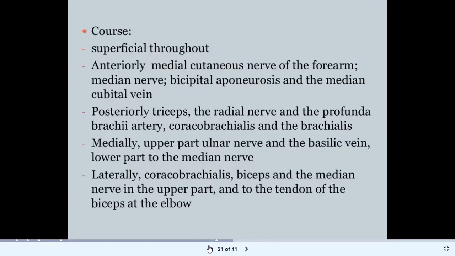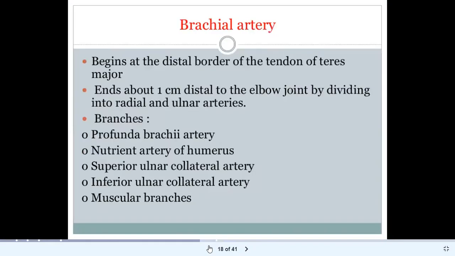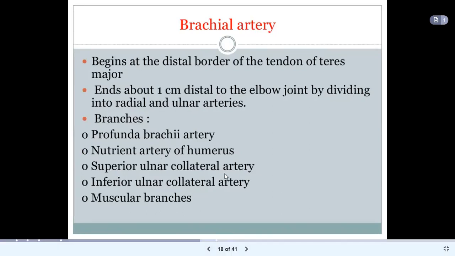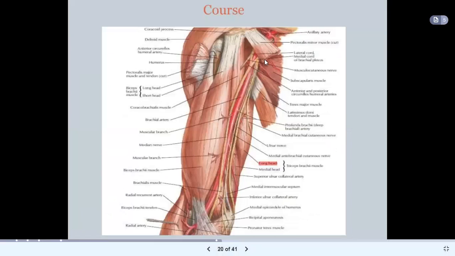Quickly, the brachial artery begins at the lower border of the teres major, and then it ends 1 cm distal to the elbow joint by dividing into the radial and the ulnar arteries. The branches are the profunda brachii artery, the nutrient artery of humerus, the superior ulnar collateral artery, inferior ulnar collateral artery, and the muscular branches. So that is all you need to know. Then again, you want to remember the relations, and know that the artery runs superficially.